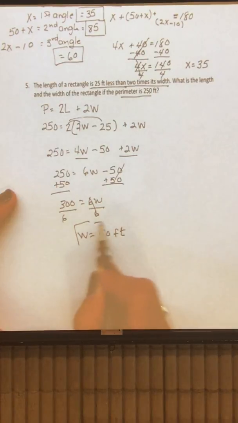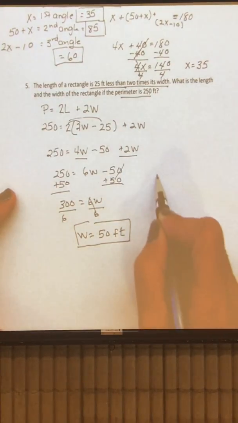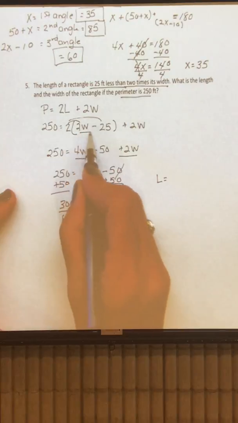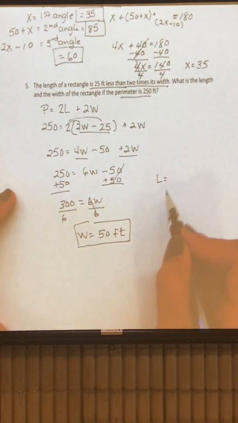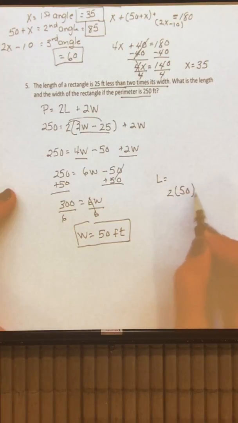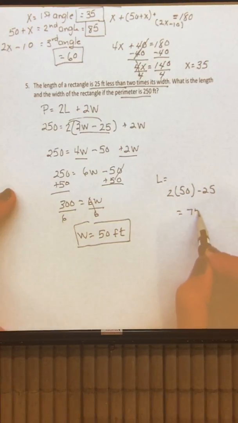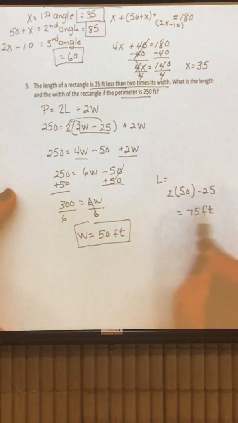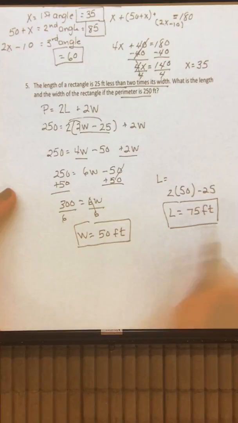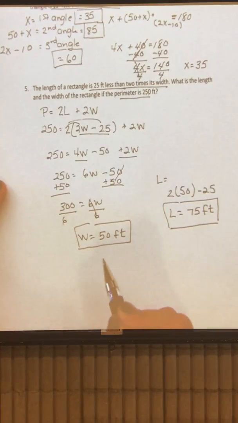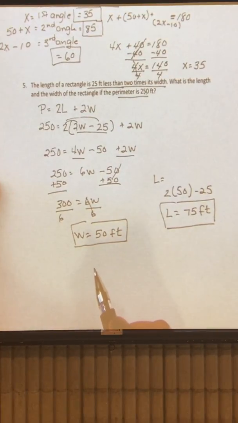Solving for the length, we know the length was 2w minus 25. Therefore, 2 times 50 minus 25 is equal to 75 feet. Therefore, your length is 75 feet and your width is 50 feet. And this completes Chapter 3, Section 2.